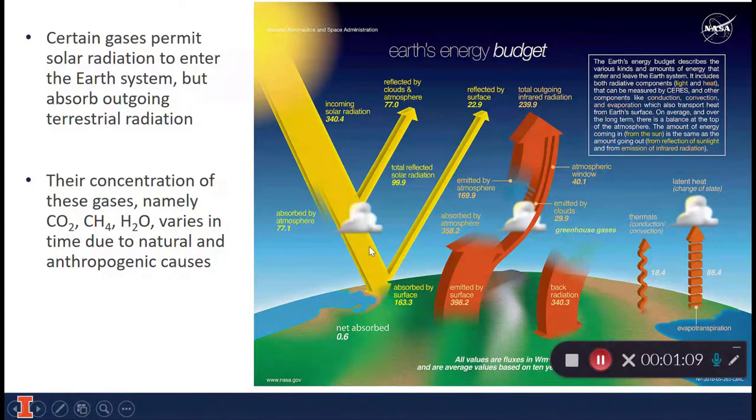Now, certain gases in the atmosphere allow the shortwave energy to come into the Earth system, but block, absorb, trap the outgoing long-wave energy. So therefore, the concentration of these gases, namely carbon dioxide, methane, and water vapor, dictates Earth's energy balance. Now, their concentration also varies in time due to both natural and anthropogenic causes. But overall, as we see the concentrations of particularly carbon dioxide increase, we see global average temperature increase. And that's not just a relationship that's been borne out over the last 100 years. It's basically over millennia, over the entire history of Earth.